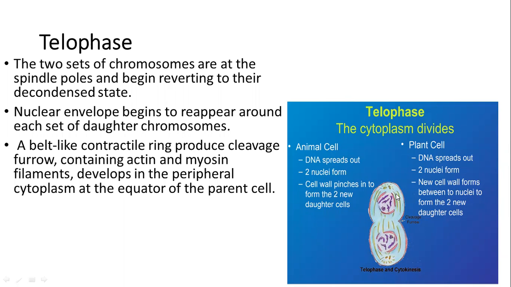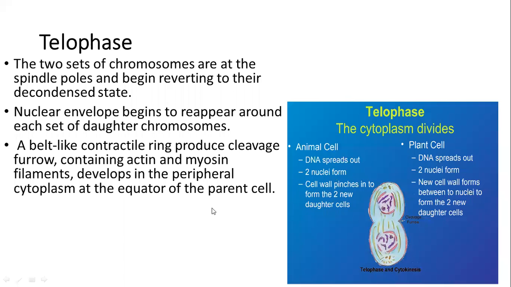And then we see that each set of the chromosomes will be enclosed in a separate nucleus. So that's the two nuclei that form.